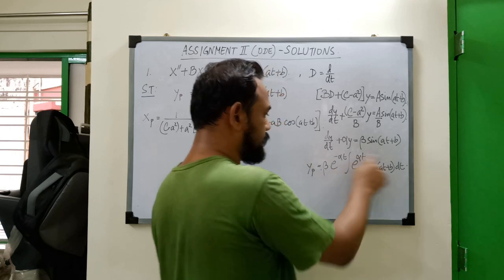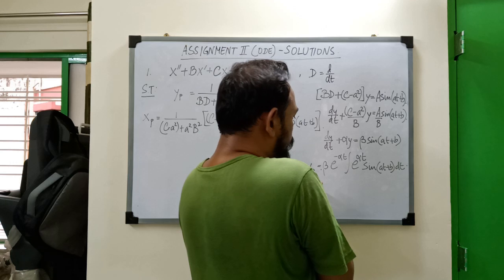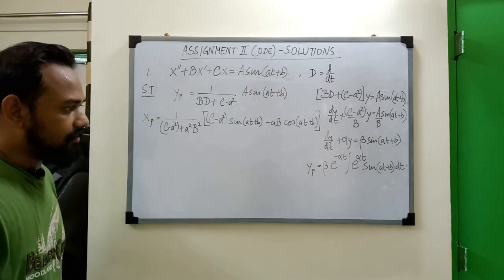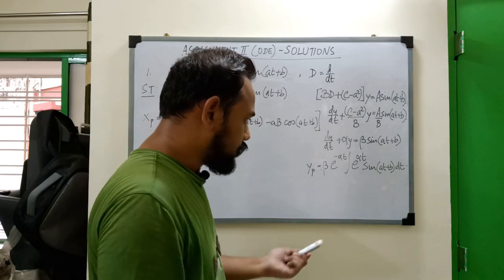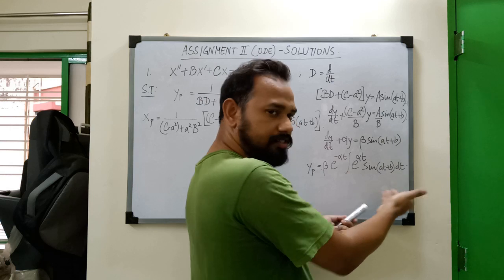We are concerned with the particular solution, and this is what it is. And we know the answer if we can solve this integration. It's a very standard integration that we have all done in school. It's solved by parts. You would really have to use by parts twice here.